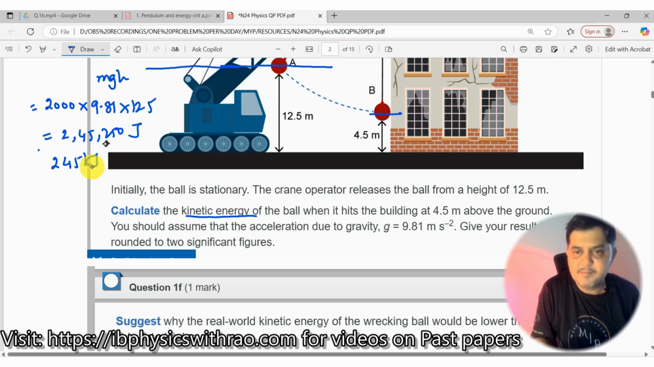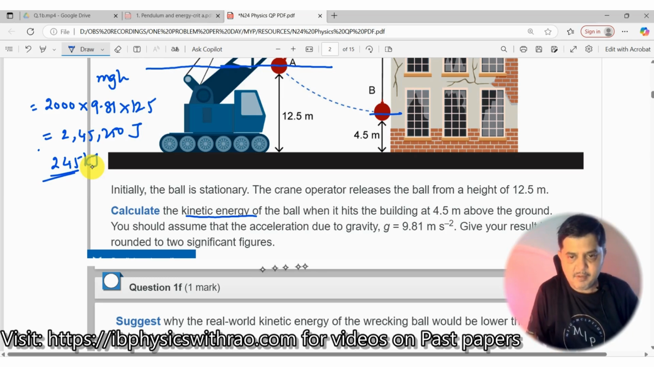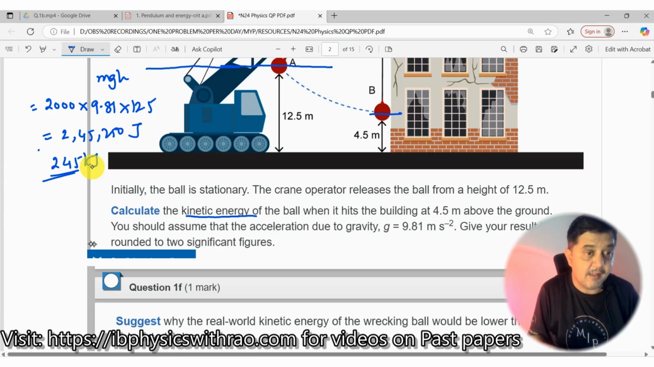245.3 kilojoules. Since 3 significant figures are required, I can just put it as 245 kilojoules. Okay, and now what is being given here? He says give you a result rounded to 2 significant figures. Oh my god, I don't even want 3. So this would be rounded back to 250 kilojoules. So the answer is 250 kilojoules.